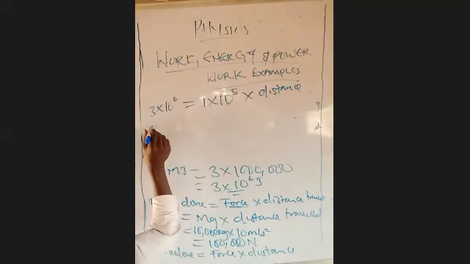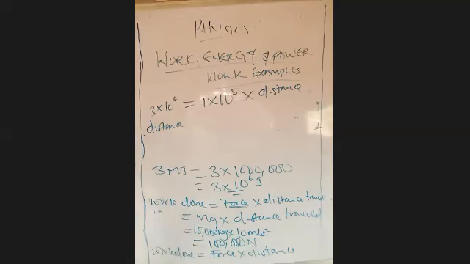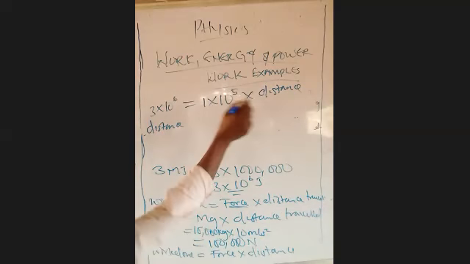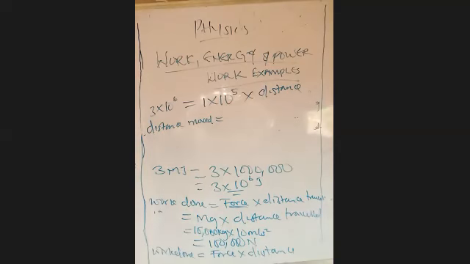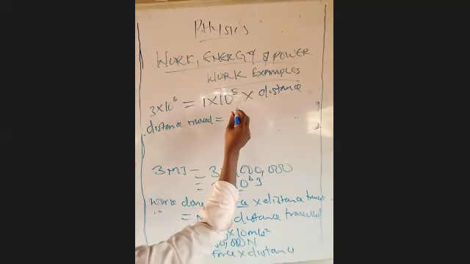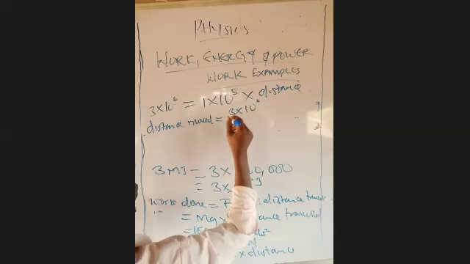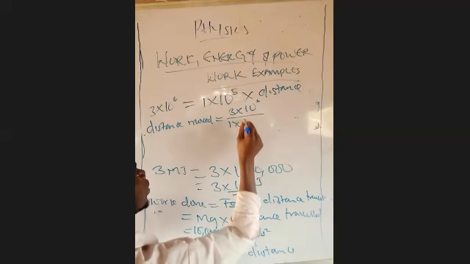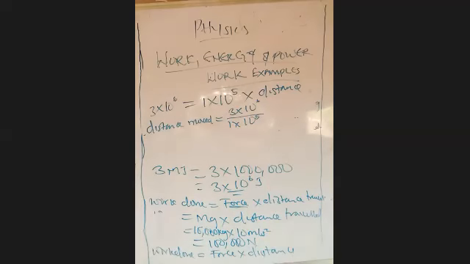Now with this, the distance moved, which we were asked to find in the question. So which was the height, to what height is the car lifted? Which is distance. The distance moved will be equal to, we can say, 3 times 10 raised to power 6 all over 1 times 10 raised to power 5. And with this, we can get our final answer.